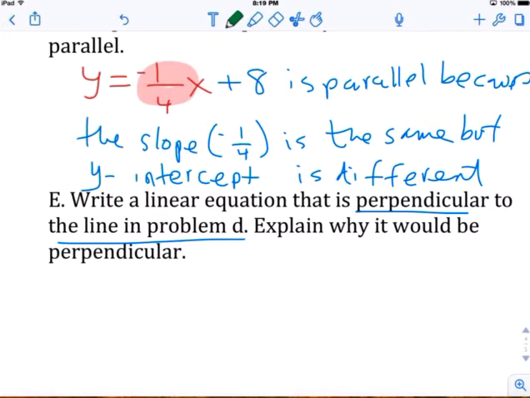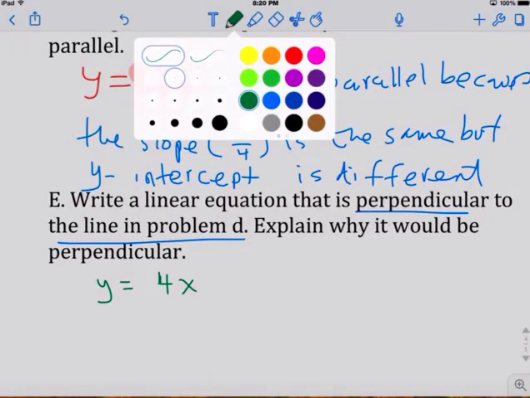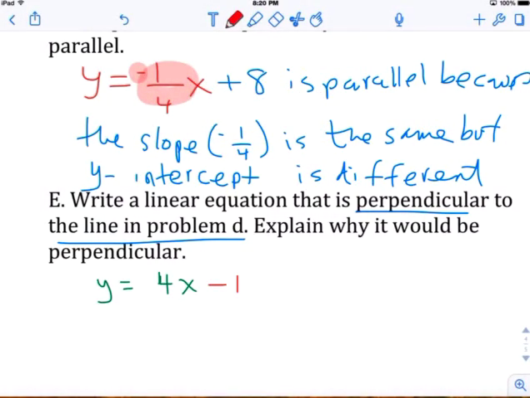Perpendicular to the line in problem D. Explain why it's perpendicular. Okay, so you need y equals the opposite. Opposite of a negative is a positive. Positive 4 over 1 and reciprocal over 1. So just 4x, and it doesn't matter what the y-intercept is, so you can put negative 1.